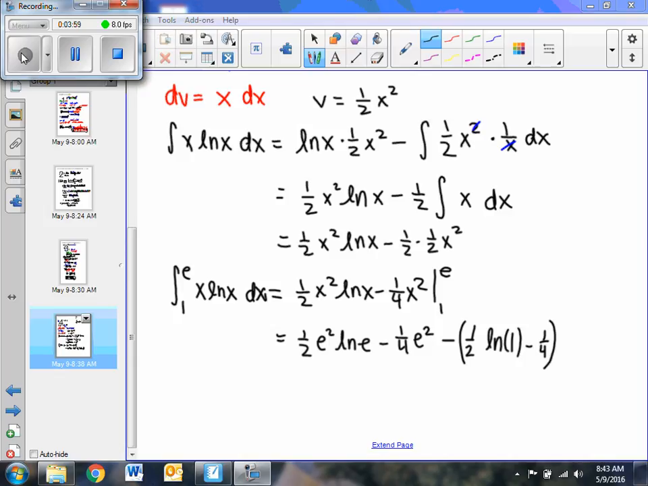So when we look at this, the natural log of e is 1, and the natural log of 1 is 0. So we get 1 half e squared minus 1/4 e squared plus 1/4, which brings us to 1/4 e squared plus 1/4.